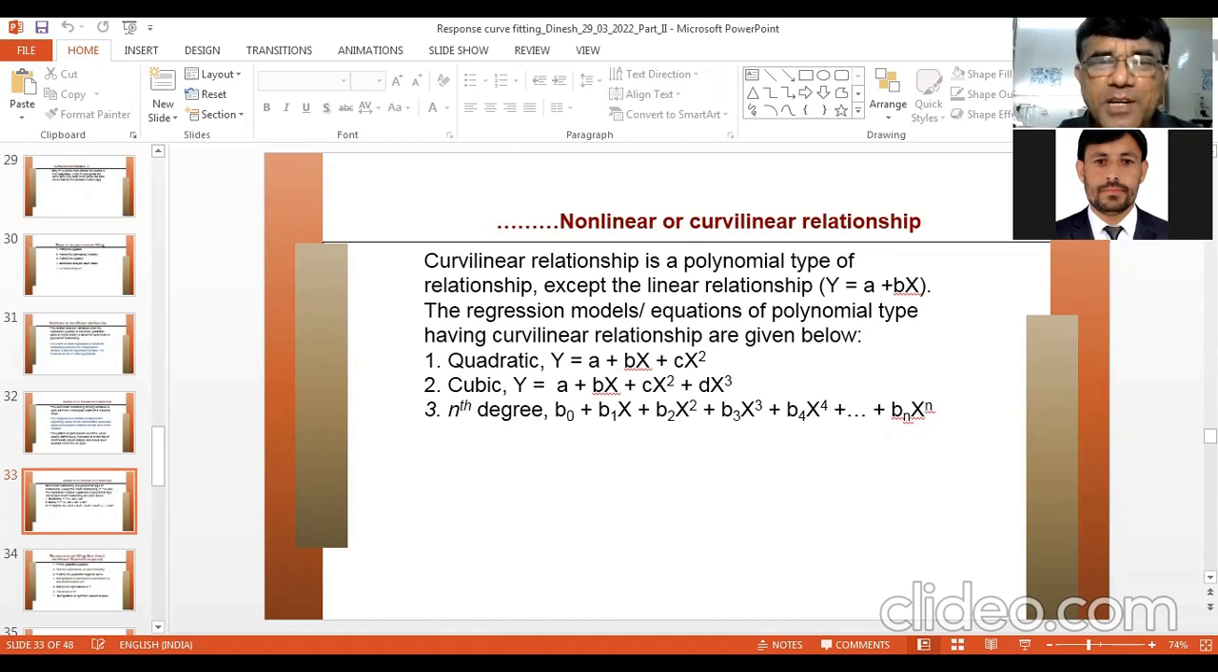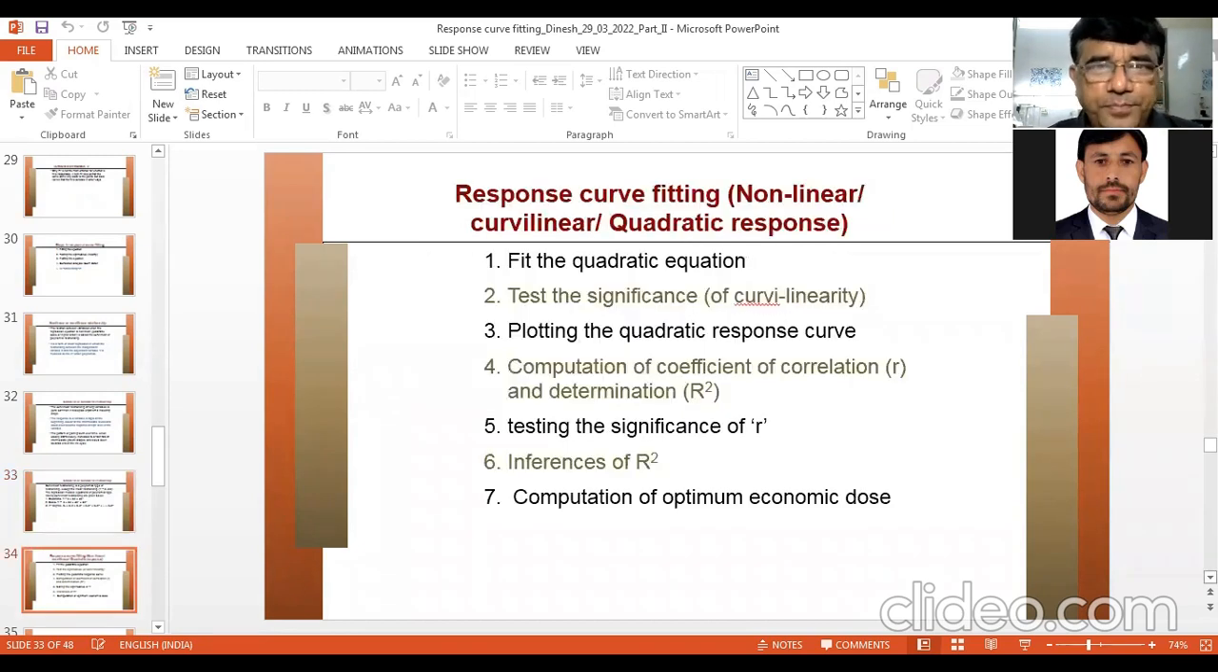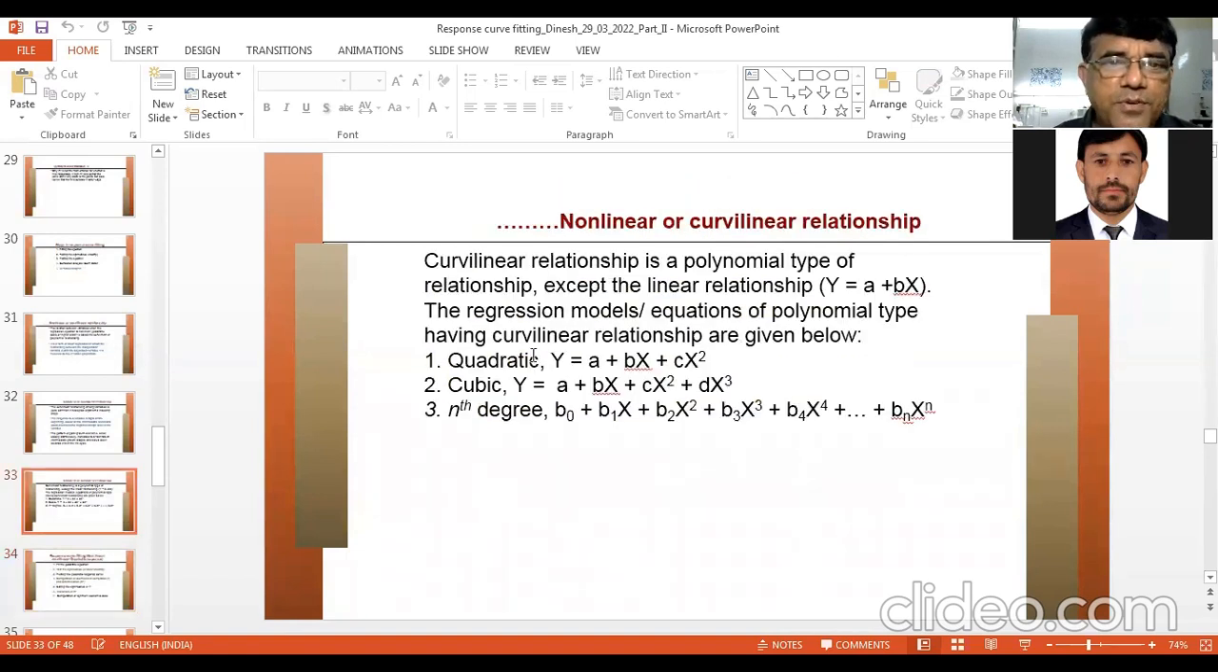Quadratic, you can see y is equal to a plus bx plus cx square, cubic, and so on. Already discussed this. Now, you have seen that we have followed certain steps in linear regression analysis. Similarly, here also, you need to follow certain steps. First is fit the quadratic equation. So here you need to find out the value of a, b, c.